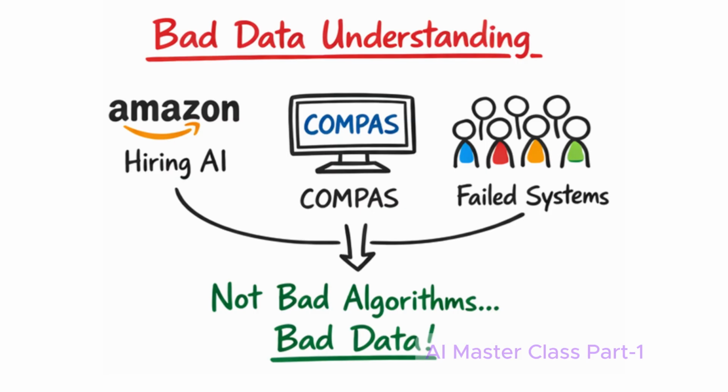Be it Amazon's hiring AI, COMPAS, or other countless real world failures, they all had one thing in common. Not the bad algorithm, but the bad data understanding. The algorithm wasn't a problem. What was feeding the algorithm, that was the main problem.